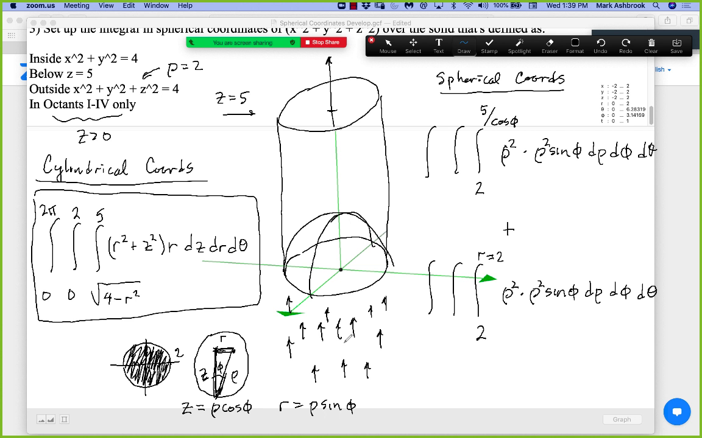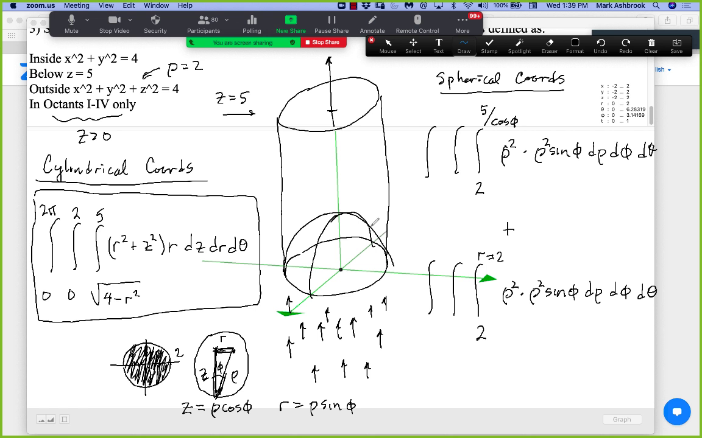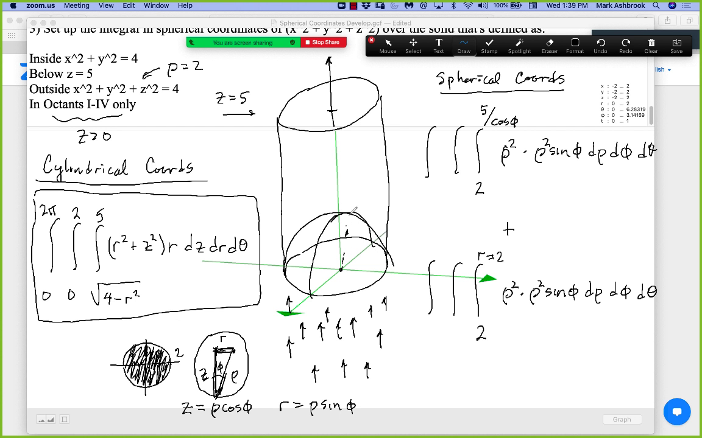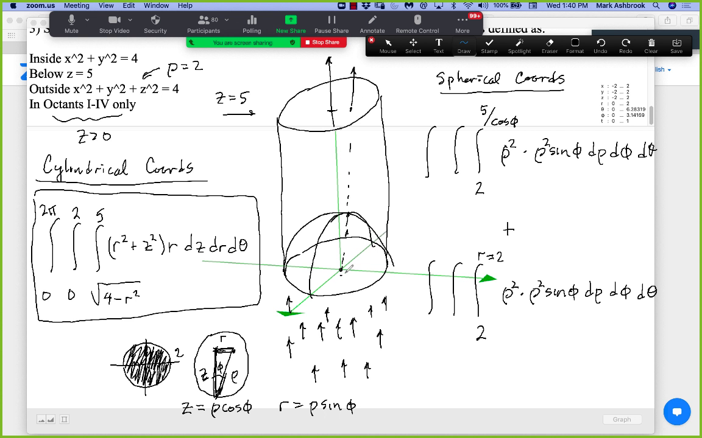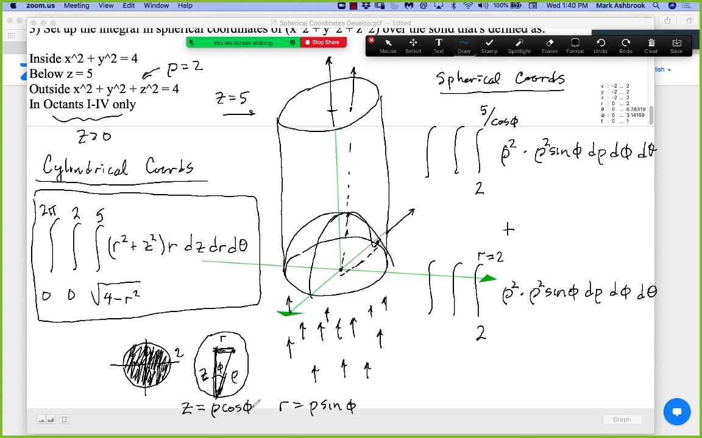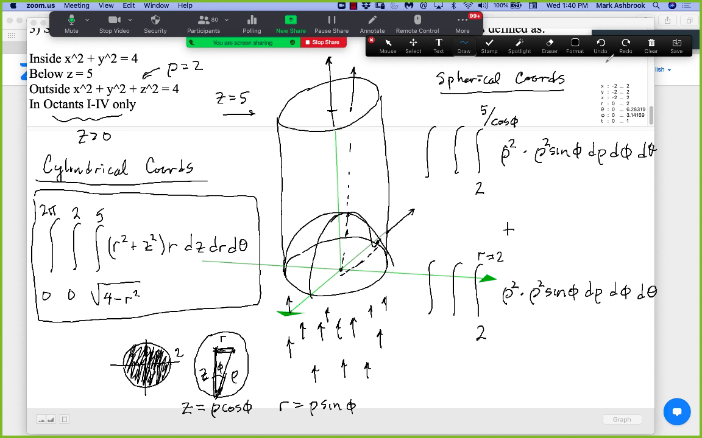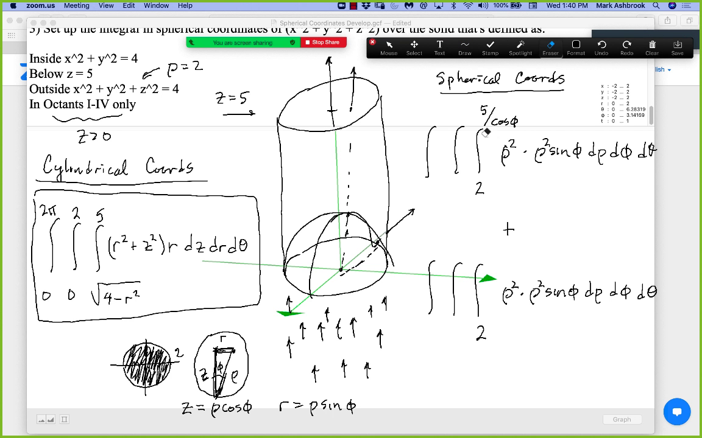All right, and so then what about r equals 2? Sometimes, for these low values of phi, the arrows pierce in through the sphere and then out through z equals 5. But then sometimes the arrows pierce into the solid through the sphere and then out through r equals 2. And what is rho when r equals 2? Is it 2 over sine phi? Yeah, right? We know r is 2 for this problem. Solve for rho, 2 over sine phi.